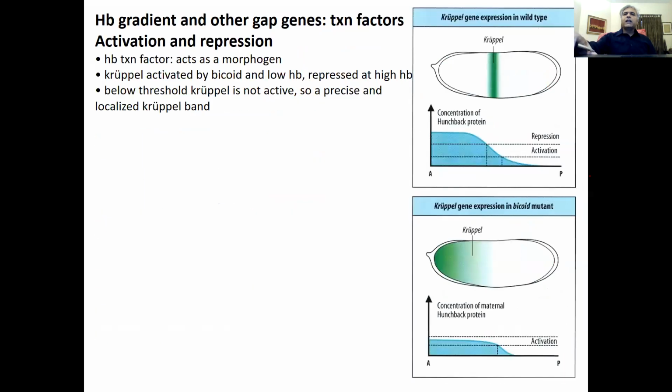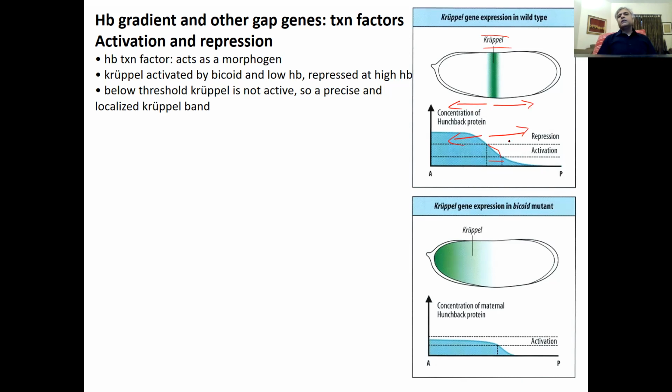So regarding Krüppel, it is a transcription factor among the gap genes. What we have learned is that it responds to a very, very specific concentration threshold of hunchback. So if you move this threshold of hunchback either forward or backward, you will move Krüppel forward or backward as well.